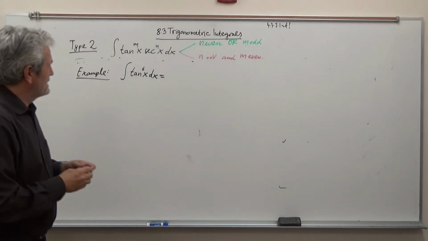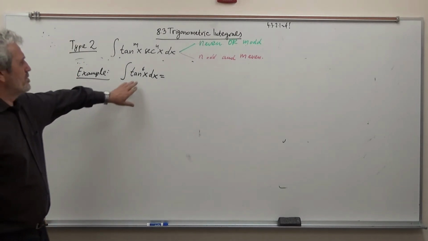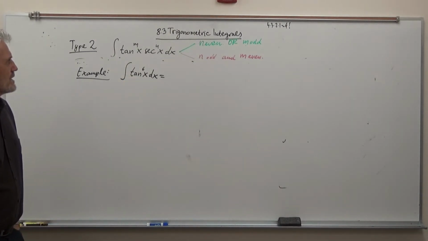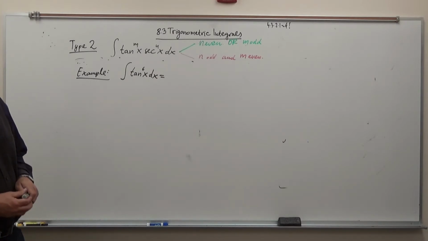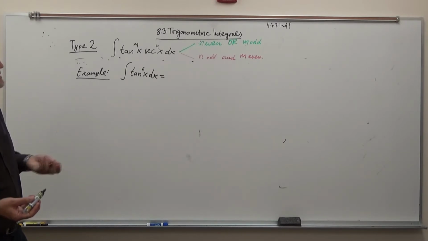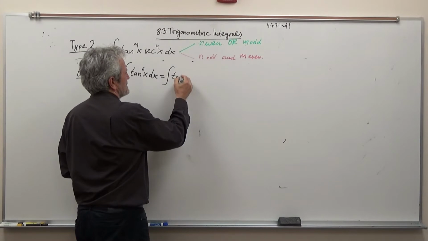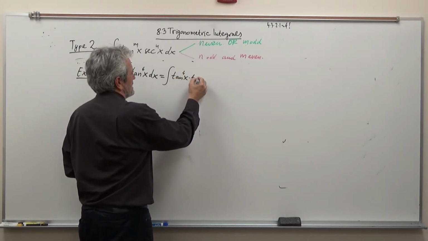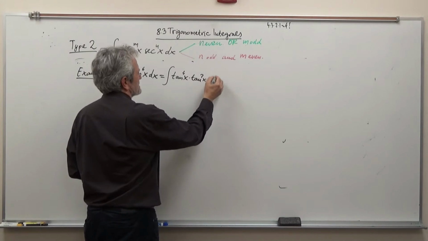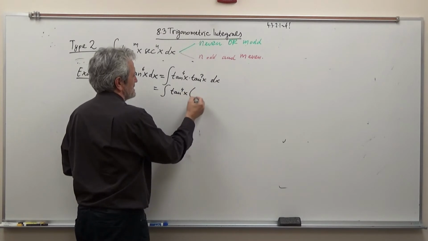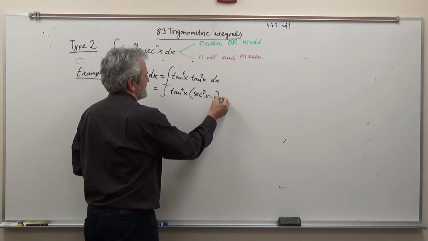So generally, you cannot hope that tan will give you that extra one for the secant substitution. So your only hope is to do the reduction. Or, I don't know if it's the only one, but the most straightforward one. So what do we do here? We generally say the following. This is tan to the 4th x times tan squared x dx. What would that be? Tan to the 4th x times secant squared x minus 1 dx.